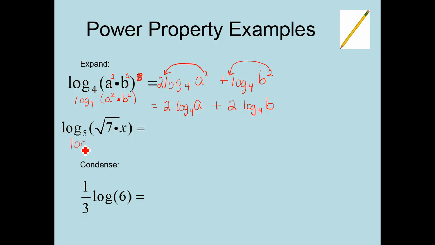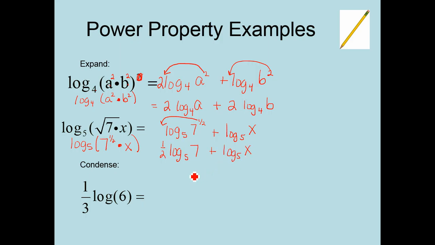So if I were to rewrite this, isn't the square root of 7 the same thing as 7 to the 1/2 power? Yep. So now that square root doesn't look so scary, and now he's just an exponent that I can write in front of the log. So again, this has a product in it. So I'd write log base 5 of 7 to the 1/2 plus log base 5 of x. Now the exponent on this 7 flies in front of his log, so we end up with 1/2 log base 5 of 7 plus log base 5 of x.